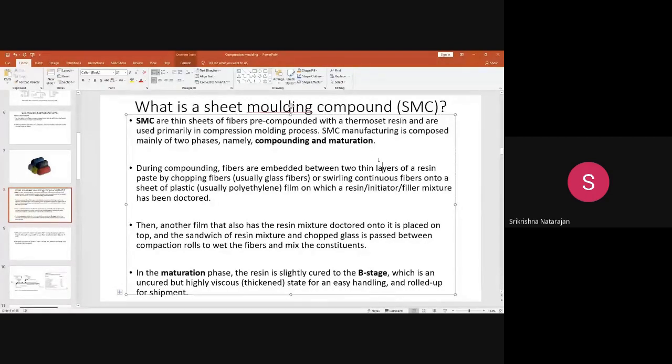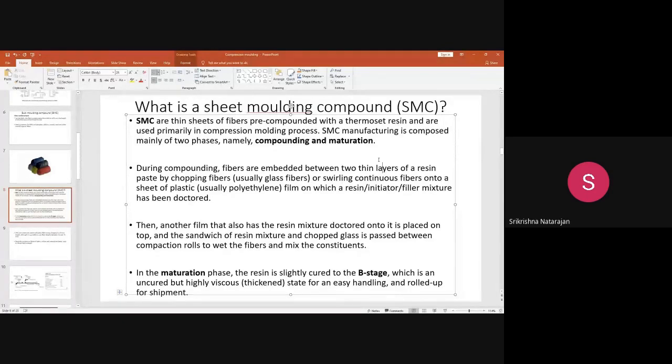Chopped glass is passed between the compaction rolls, so that once it is compacted, it becomes like a sheet. Okay, so these compaction rolls wet the fibers and mix the constituents. What constituents? That is the chopped glass fibers with the mixture of the resin paste and the film. These will get made into a compact sheet. Okay, this is the first step, which is called compounding, where you embed the fibers between the two thin layers of the resin paste by chopping the fibers.